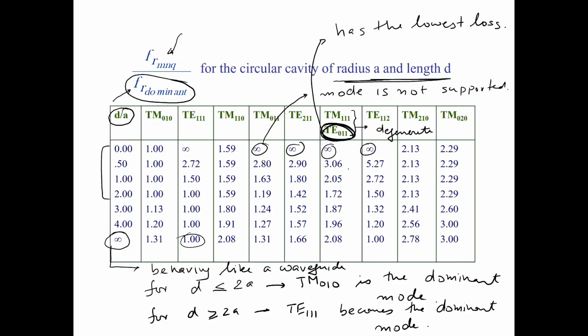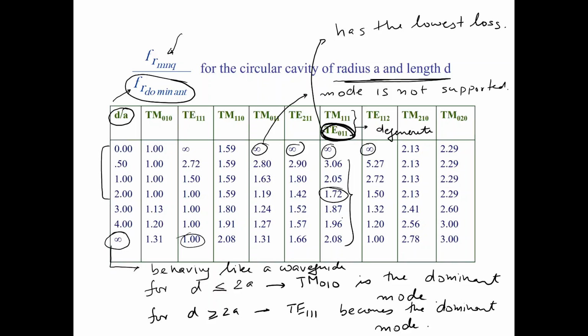This is never the dominant mode, if you notice. It's always at a much larger frequency, at least by a factor of nearly 75%. It's the smallest it could be is for this term over here. It has a much larger cutoff frequency than the dominant mode.